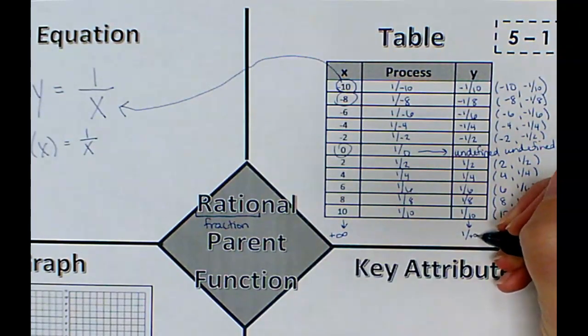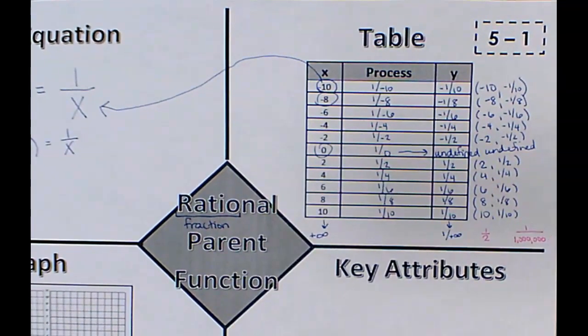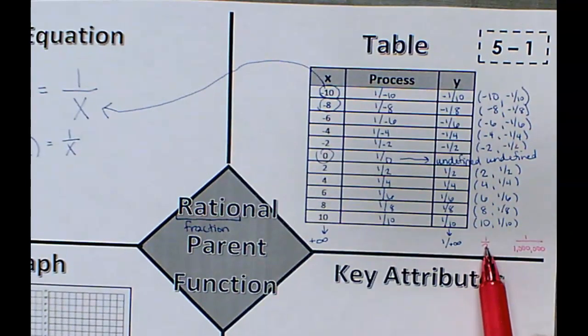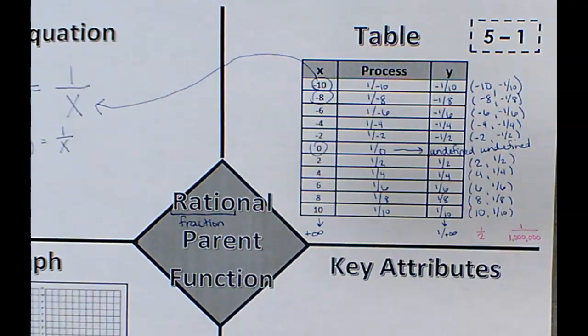so 1 over positive infinity. So I want you to think about what happens when you take 1 and you divide it by a number that just keeps growing. Think about what happens with the fraction 1/2 and 1 over, I don't know, 1,000,000. Which one is bigger? 1,000,000 is a bigger number than 2, but when you put it in the denominator, 1/2 is bigger than 1/1,000,000th. 1/1,000,000th is very, very small.